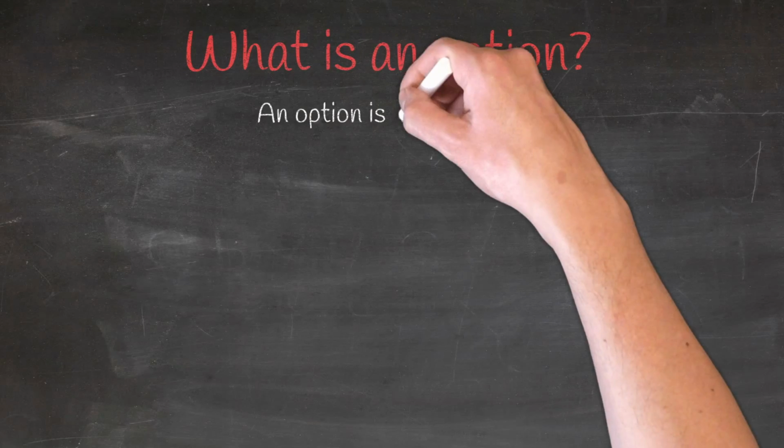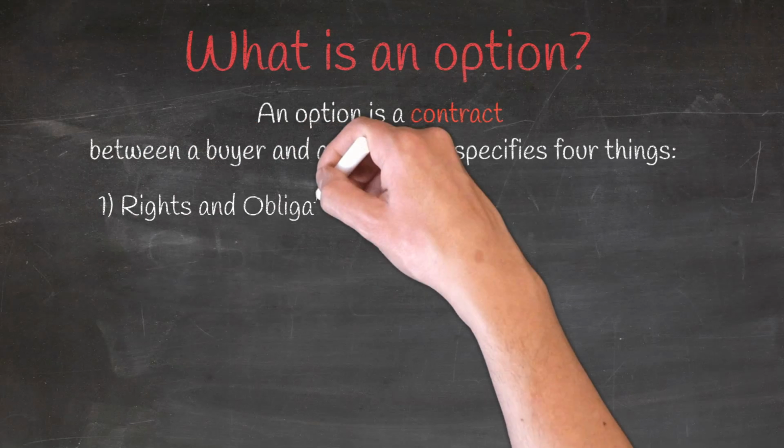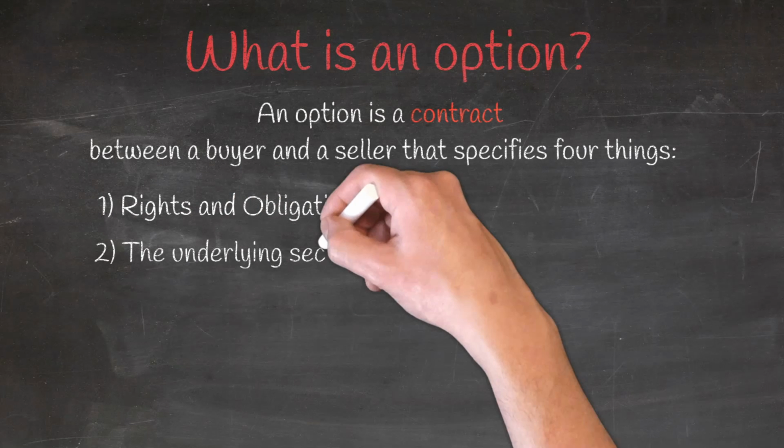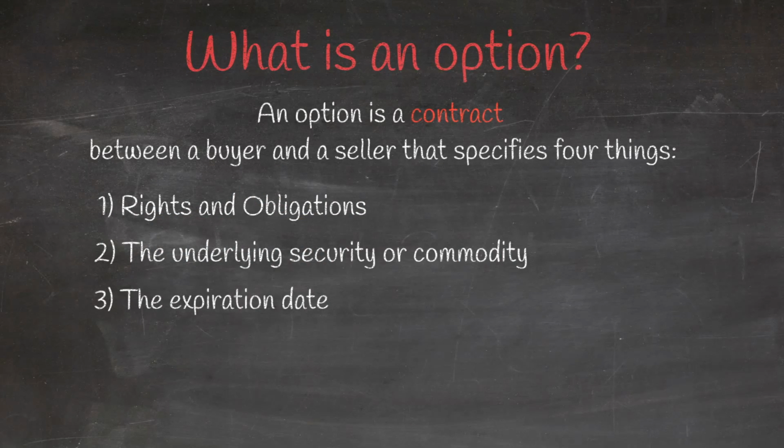An option is a contract between a buyer and a seller that specifies four things: rights and obligations, the underlying security or commodity, the expiration date, and the strike price. And there's two types of options: call options and put options.